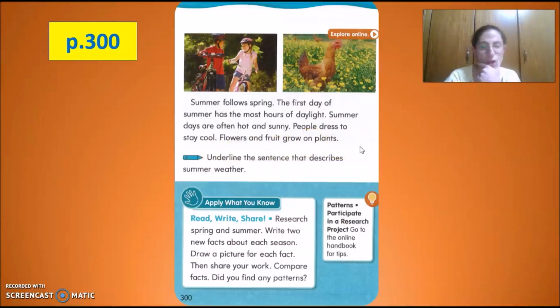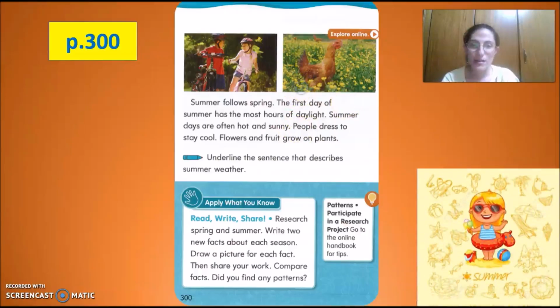So, which sentence among these sentences tells us about the summer weather? Excellent. Summer days are what? Summer days are often hot and sunny. That's why we go to the beach and we eat ice cream, right? To stay cool. Clear? So far so good? Great. So that's all.